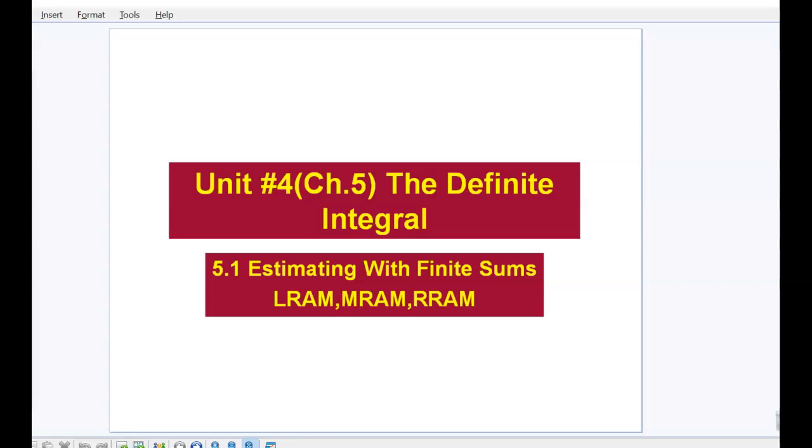In Chapter 5, we are going to look at the definite integral. And in Section 5.1, we're going to look at estimating finite sums using LRAM, MRAM, and RRAM.